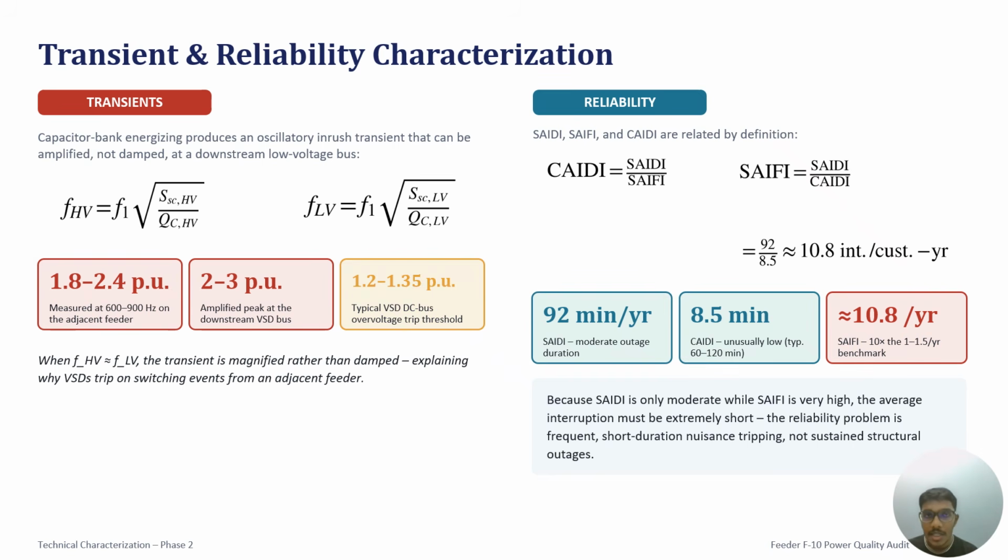For reliability, SAIFI and SAIDI are related by definition. Our data shows SAIDI of 9.2 minutes per year, only moderate, but SAIFI of about 10.8 events per year, roughly 10 times the 1 to 1.5 events per year benchmark. Since SAIDI is moderate but SAIFI is very high, CAIDI works out to just 0.85 minutes. In plain terms, it is frequent short-duration nuisance tripping.